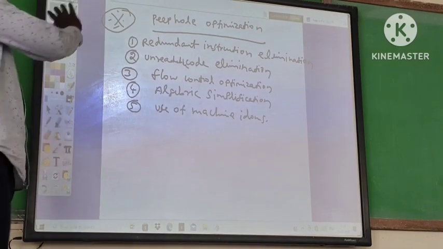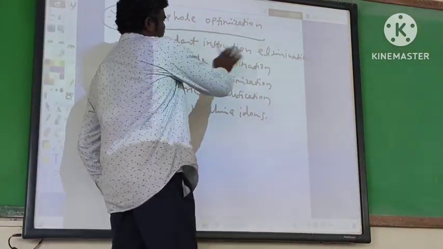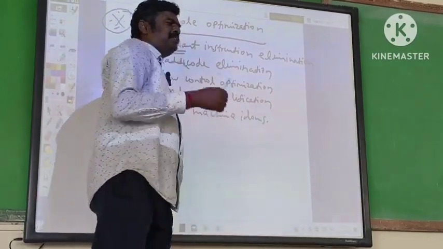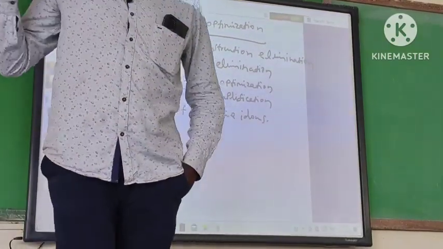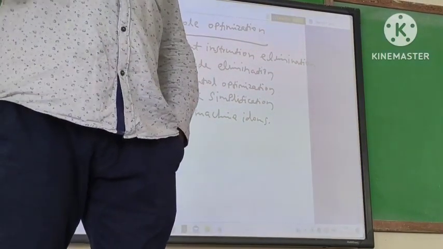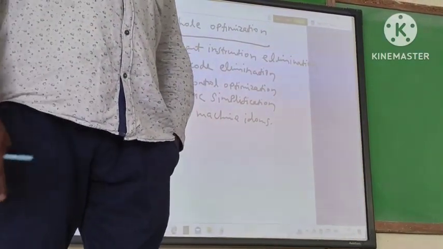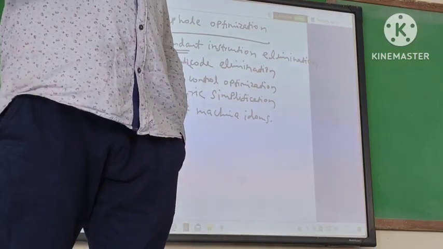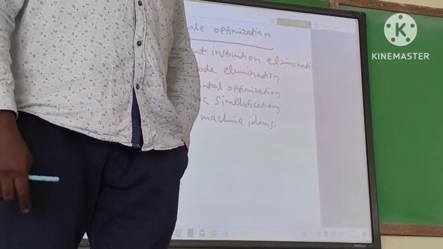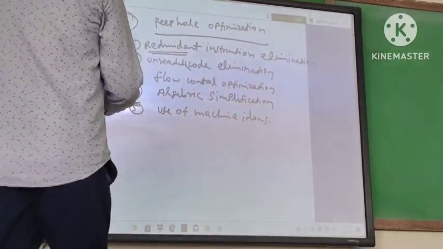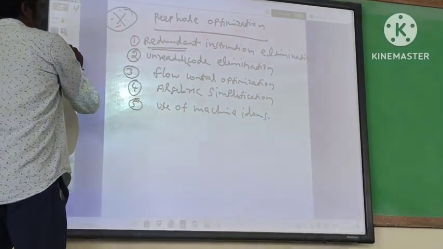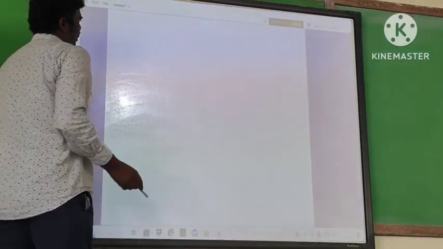Now we will focus on the first topic. What does it mean by redundant instruction elimination? These are all high-level English statements, but when you deeply introspect, it is actually a simplified statement. What is meant by redundancy? If you have a copy of a statement, that is called a redundant statement. Are you able to understand? Now I will explain what is meant by redundant instruction.